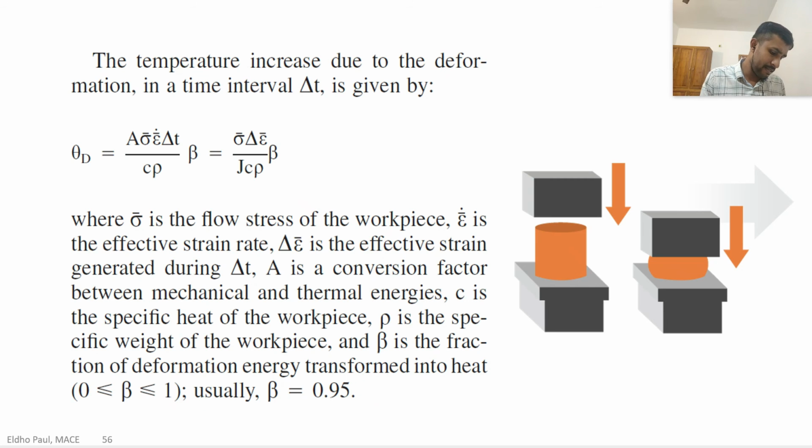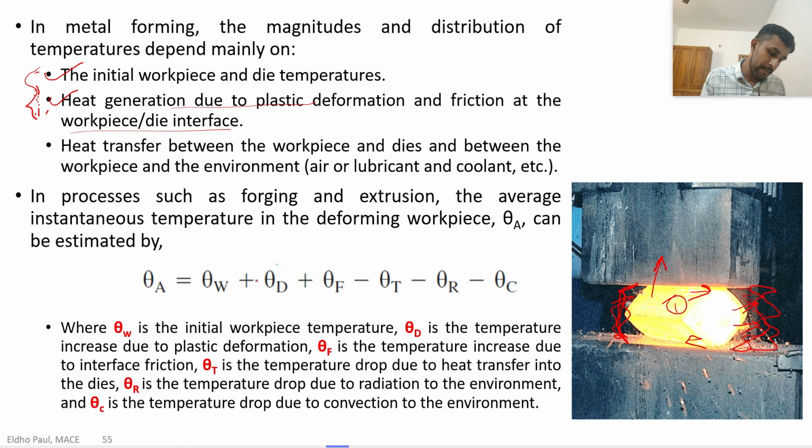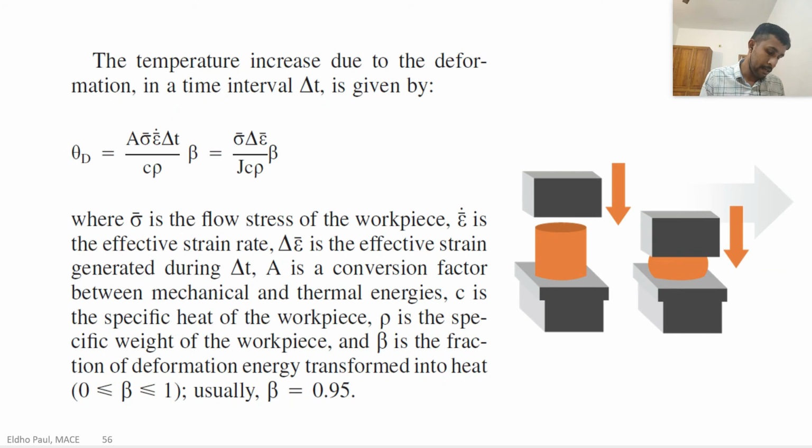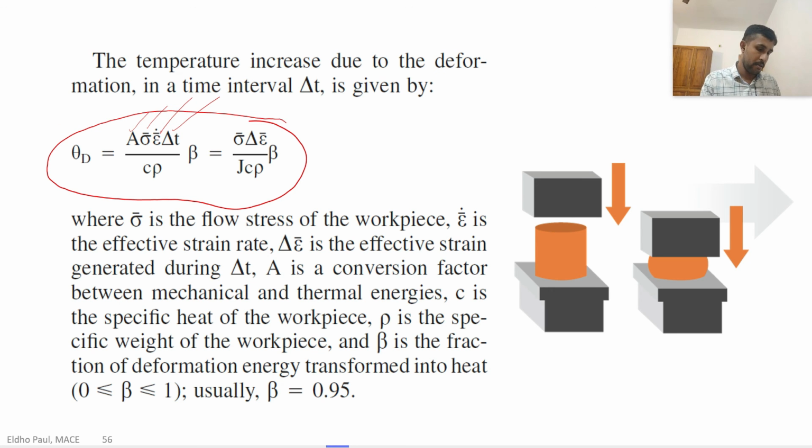So for the heat due to plastic deformation, QD, we have an equation. You don't need to study this equation; I put it in the slide just for information. This is directly proportional to the area. Sorry, A is the convection factor. Sigma dash is the average flow stress, then the average strain rate, and the time of contact, which is also important. C and rho are the specific heat and density, and beta is the energy transformation factor. So these are the different factors which affect the increase of heat during deformation.